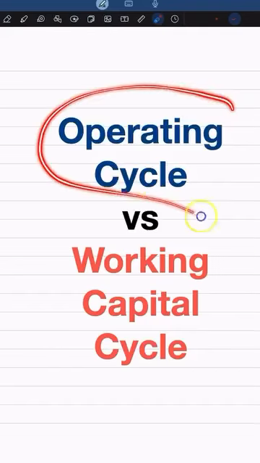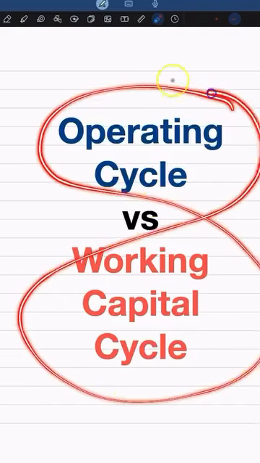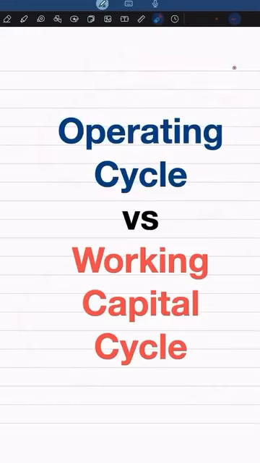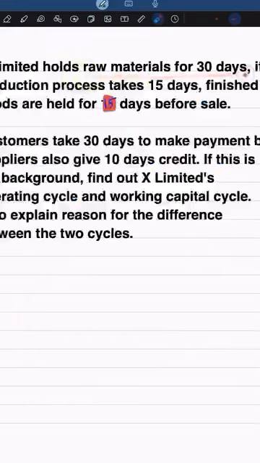If you think operating cycle and working capital cycle are one and the same, you can be wrong because there are differences. Let's understand through a small case. X Limited is holding raw material for 30 days. Production process takes 15 days. Finished goods are held for 15 days. Customers take 30 days to make payment and suppliers are giving 10 days credit. If this is the background, find out the operating cycle and working capital cycle. Explain the reason for difference between these two cycles.